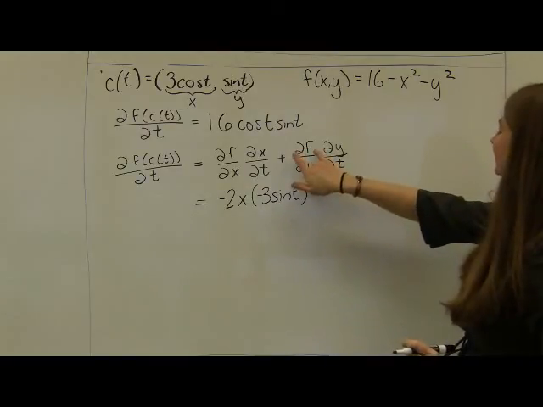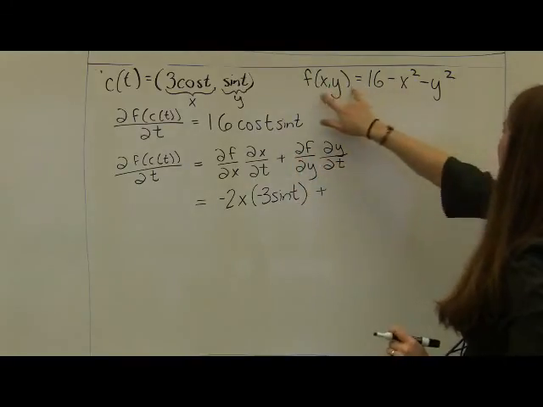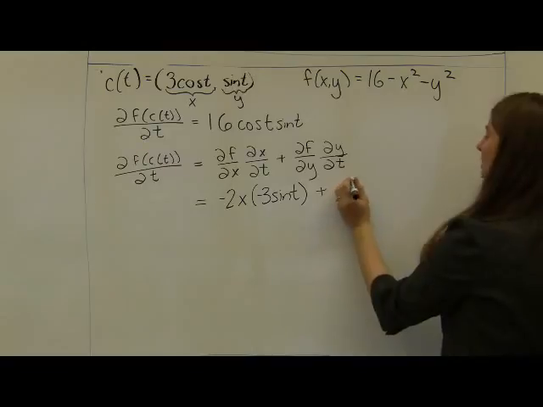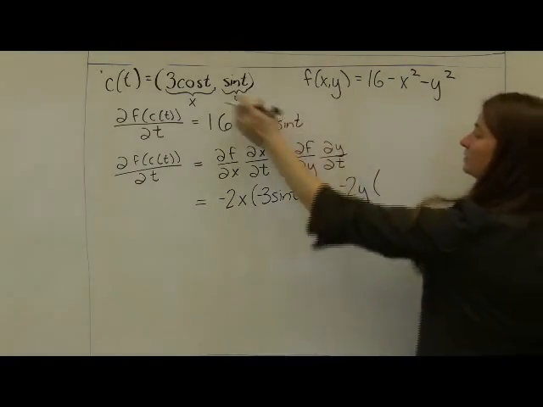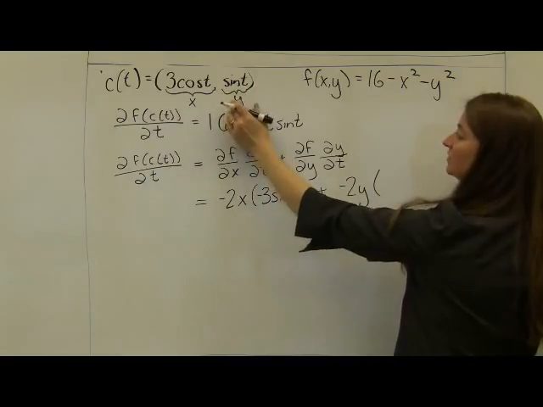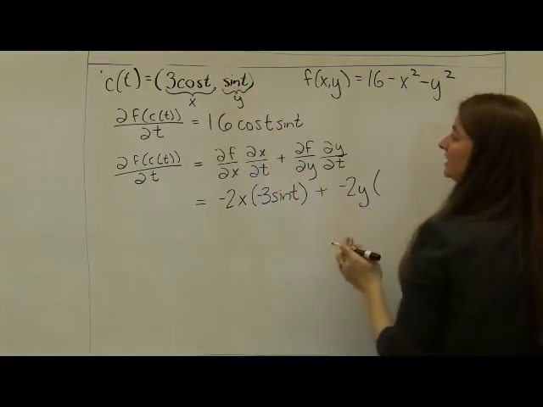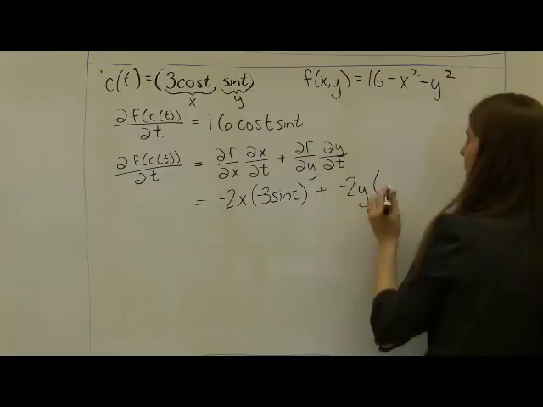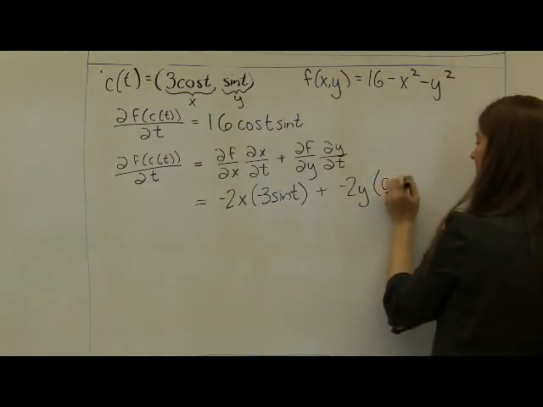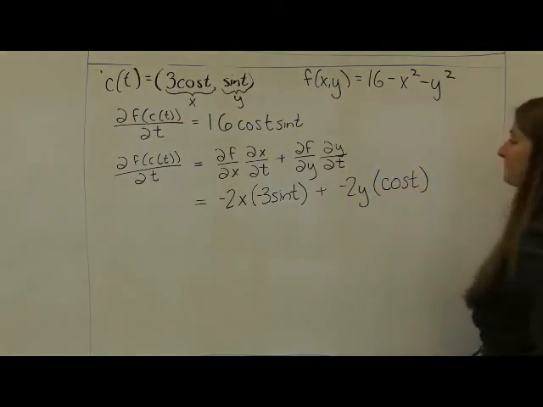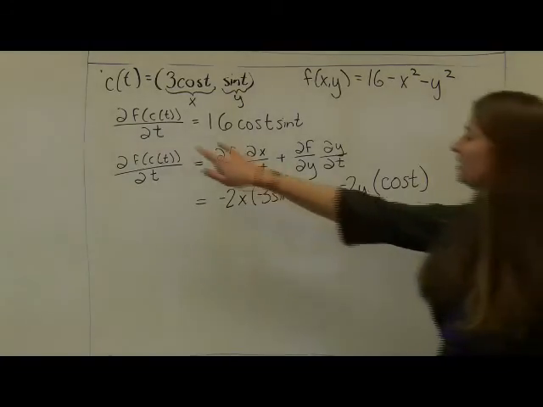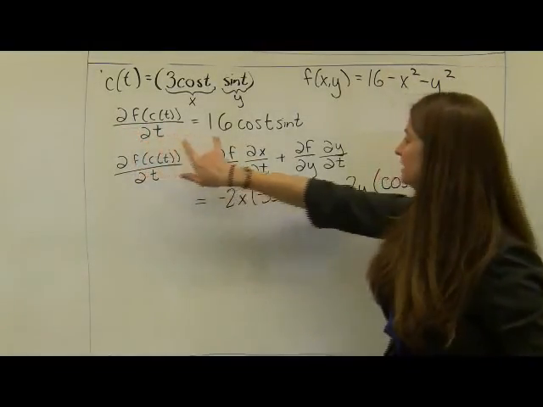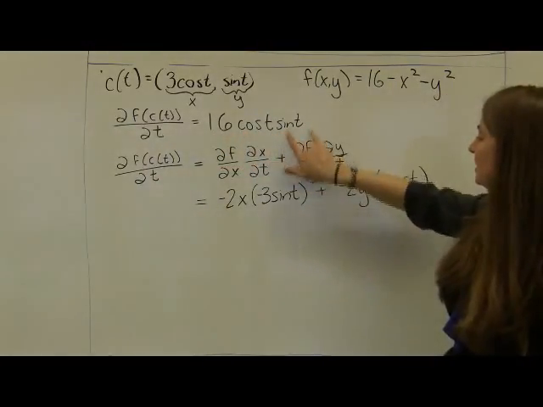And then, looking in the y direction, my derivative of f with respect to y is negative 2y. And my derivative of y with respect to t is looking at this function where y is equal to sine of t. And so the derivative of y with respect to t is just going to be cosine t. And we're done. Almost.